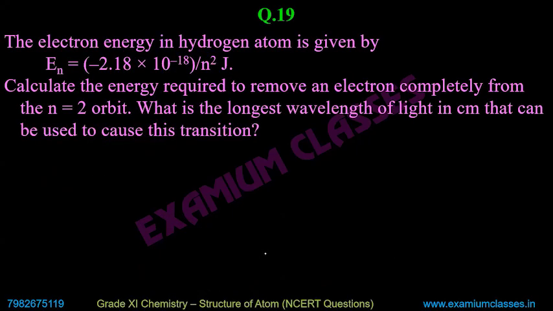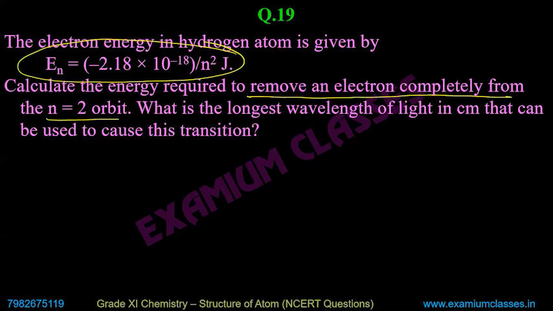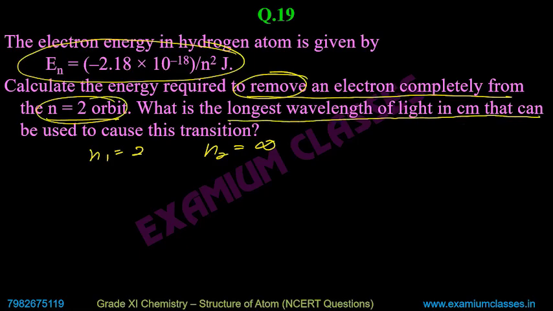Next question. The electron energy in the hydrogen atom is given by this, and this is the formula you already know. Calculate the energy required to remove an electron completely from the n equals 2 orbit, means n1 is 2, n2 is infinity. To remove from the second orbit. What is the longest wavelength of light in centimeter that can be used to cause this transition?